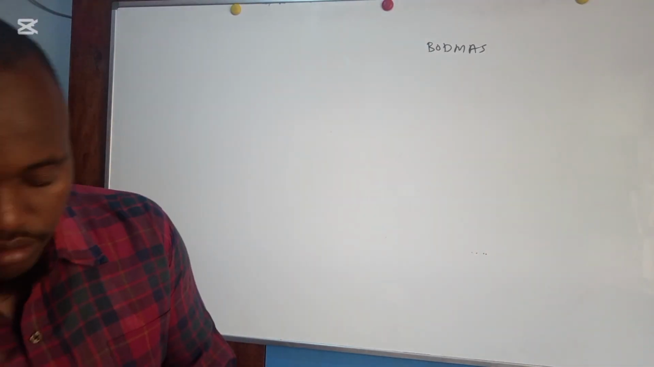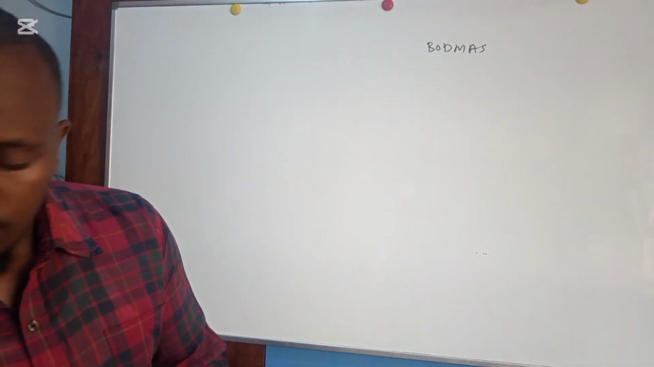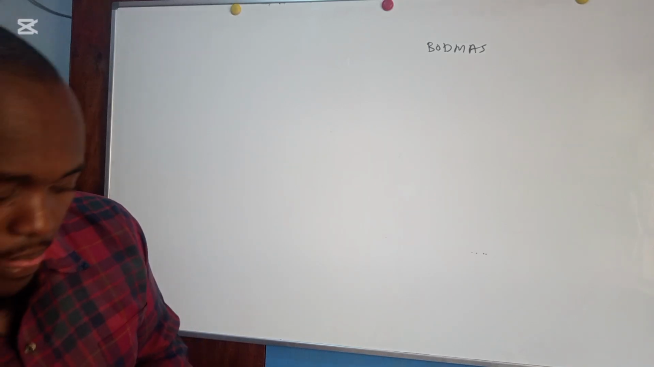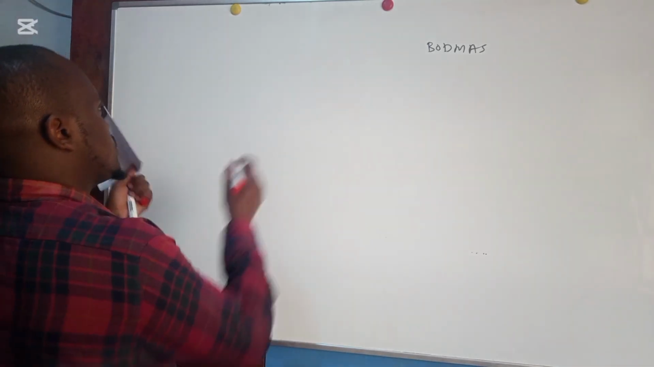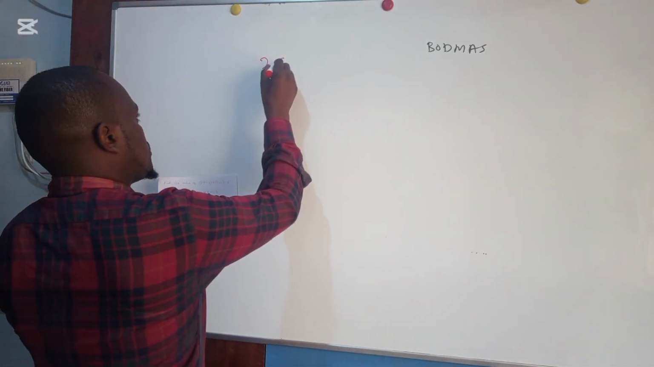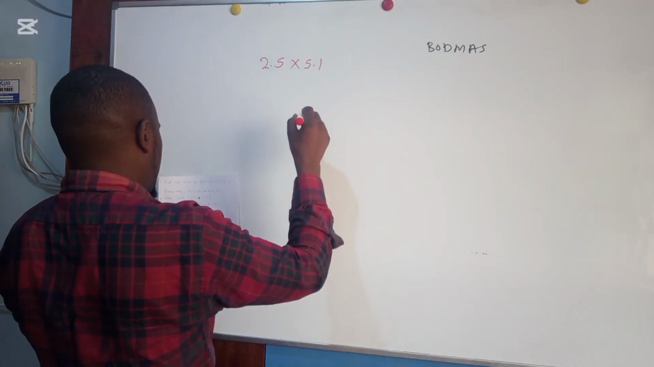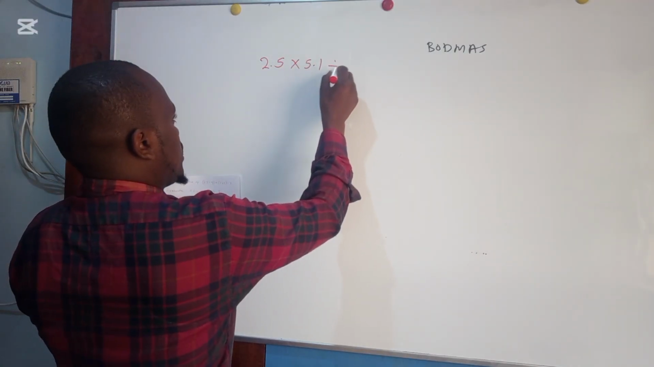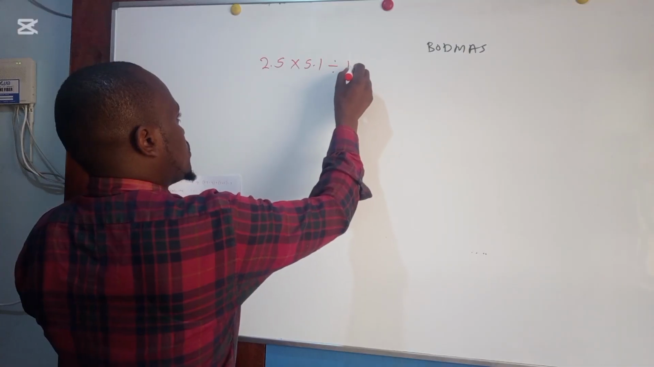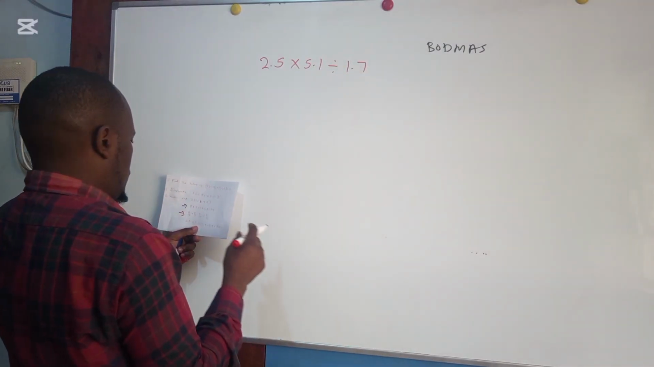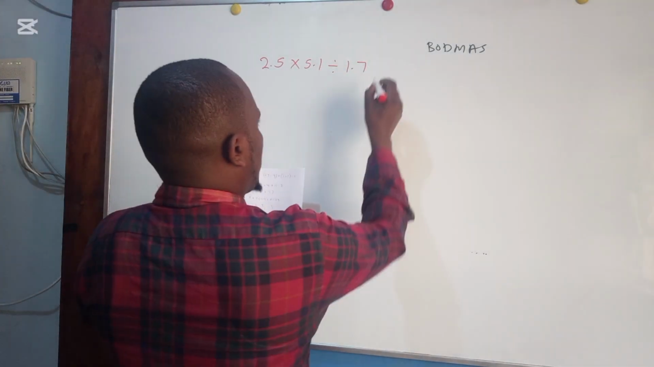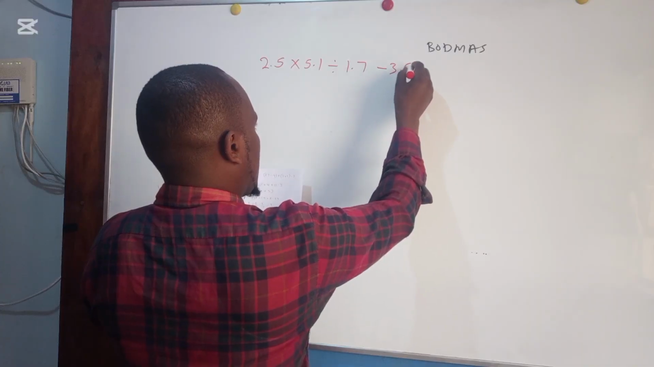This question is written: 2.5 times 5.1 divided by 1.7 minus 3.9 plus 7.5.